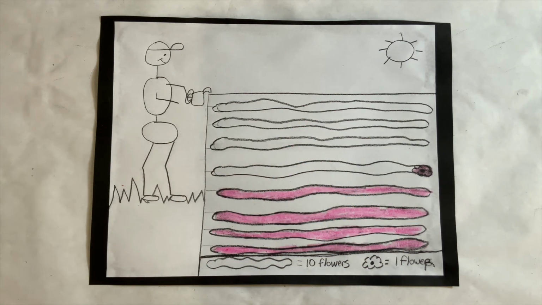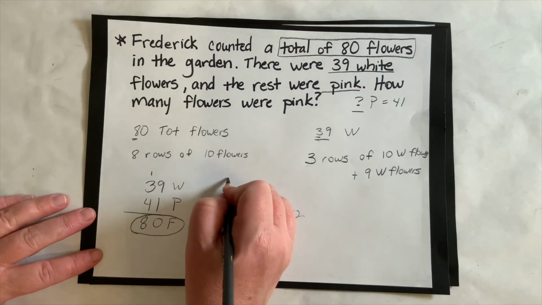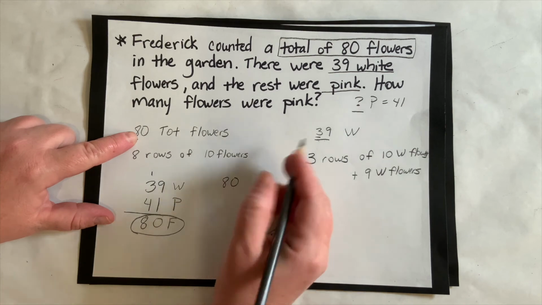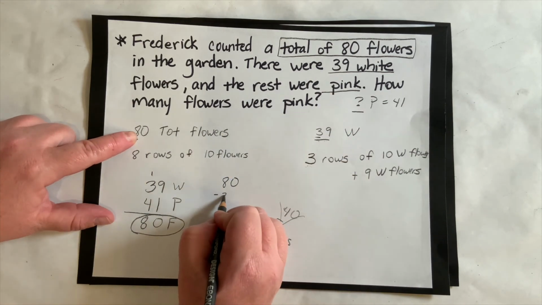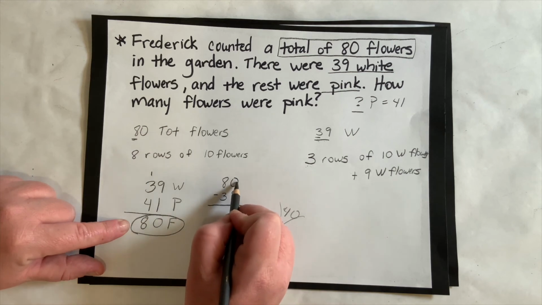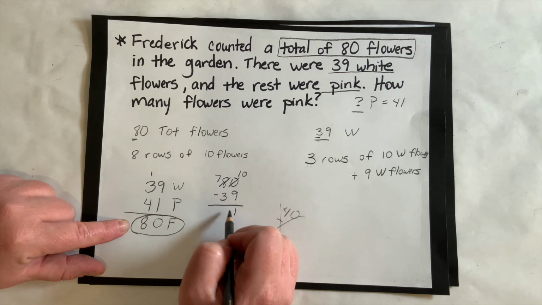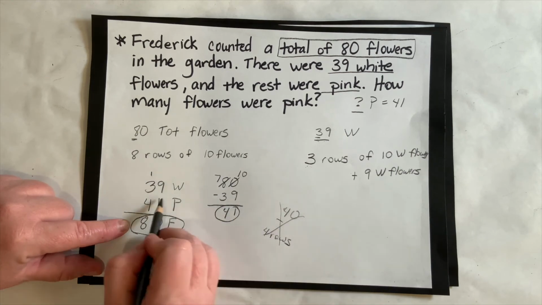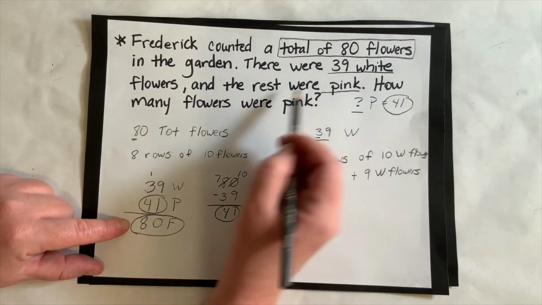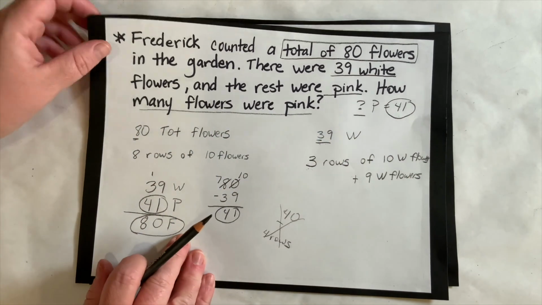I could show you how to subtract. We could have done that right away, real quick. You could have taken the total 80 and minused 39. You can't take 9 from 0, right? So you have to borrow. Either way, the number of pink flowers is 41.